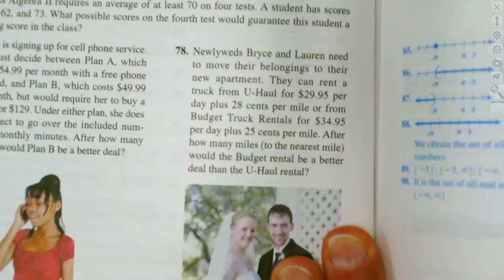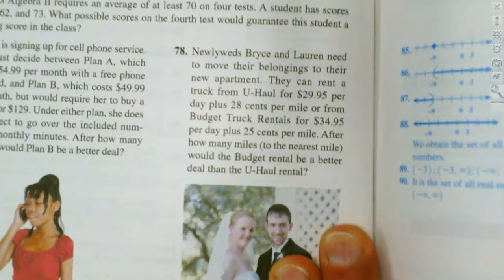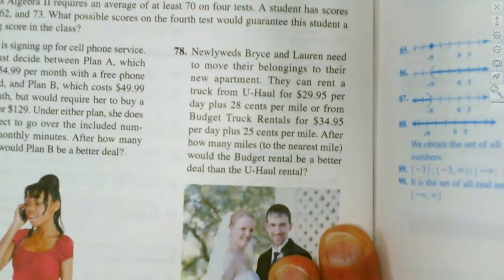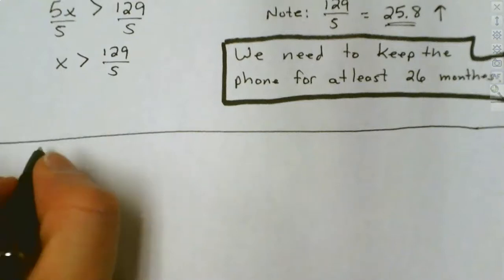So newlyweds, Bryce and Lauren, need to move their belongings to their new apartment. They can rent a U-Haul for $29.95 per day, plus 28 cents a mile, or a budget truck for $34.95 per day and 25 cents a mile. After how many miles, they want it to the nearest mile, would the budget truck be a better deal? So we want the budget truck to be a better deal. That means it's cheaper.